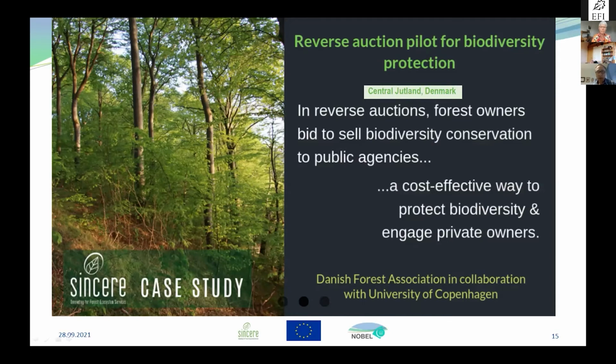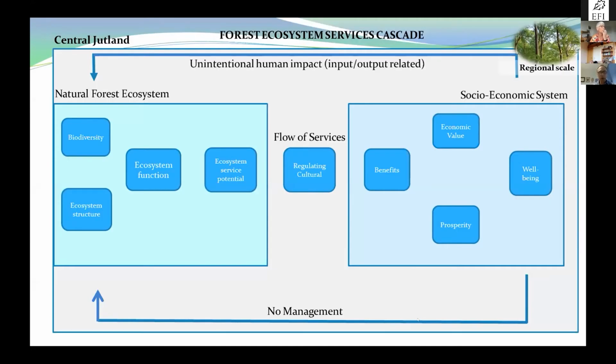Bart, are you still muted? Sorry. In this case of Denmark, which was already introduced by Georg, we have reverse auctions to promote biodiversity in private ownership, where they get funds from the government for stopping the management and entering no management. If we translate that now into the cascade framework, we can see that there's no management, so the management falls away. It means that the flow of provisioning services stops. There's only regulating and cultural services.